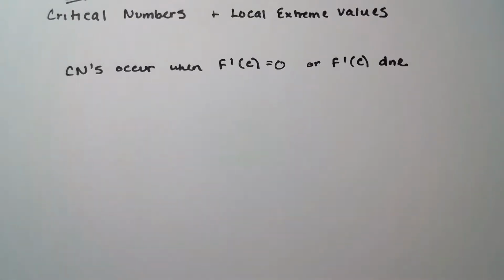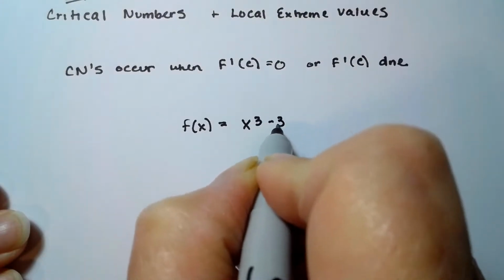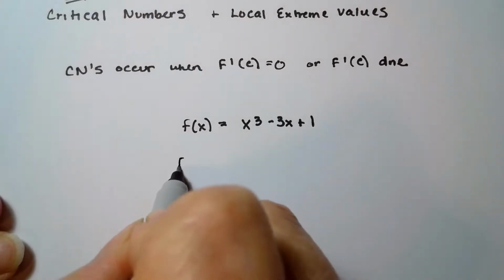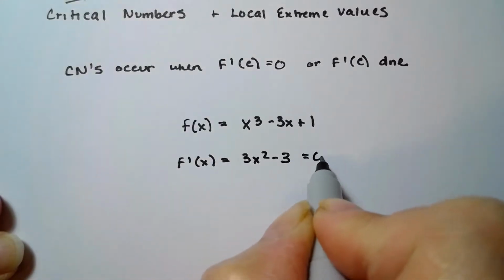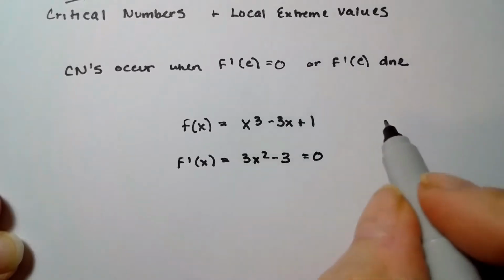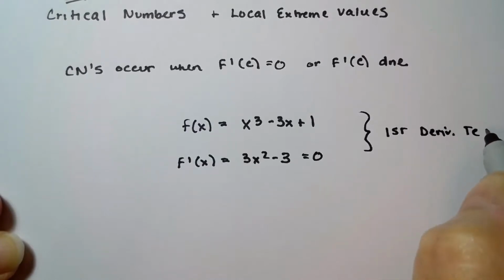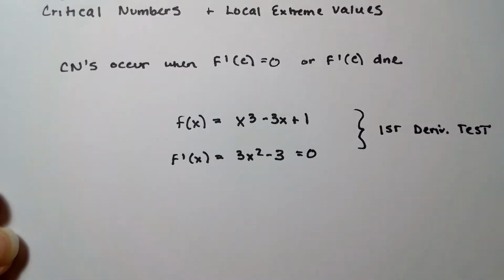But let's just say we have a function f of x equals x cubed minus 3x plus 1. And we want to decide, does this function have any max or min values over its domain? Okay, so the first thing we do is take the derivative of the function. That gives us 3x squared minus 3. And you're going to set that derivative equal to 0. Okay, so this is called, by the way, the first derivative test. You take the derivative of the function that's given, you set it equal to 0, and you solve for x.